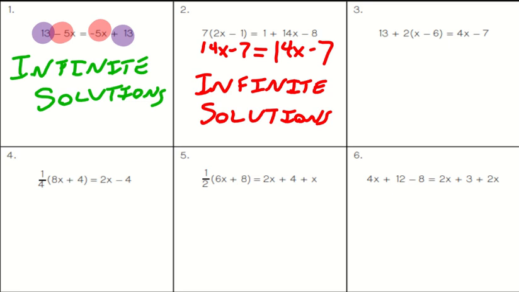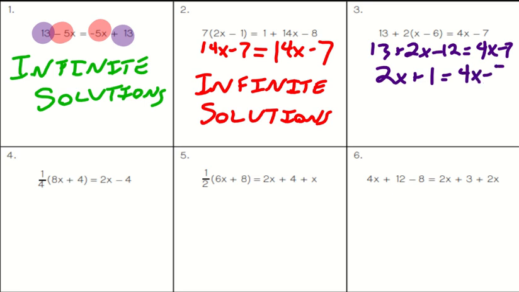All right, I'll go ahead and do one more. We distribute, so I got 13 plus 2x minus 12 equals 4x minus 7. We combine like terms, 2x plus 1 equals 4x minus 7. My coefficients are different. If my coefficients are different, that means there's one solution. What that also means is we have to get that answer, okay? So we don't just write one solution and be done with it. We have to actually get that answer.